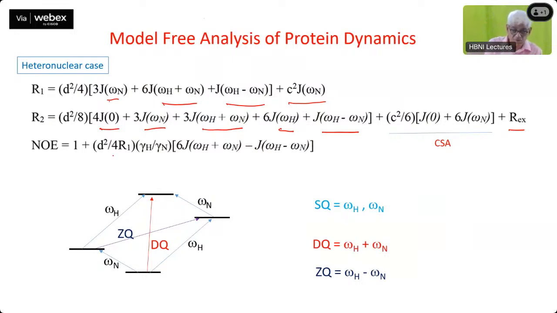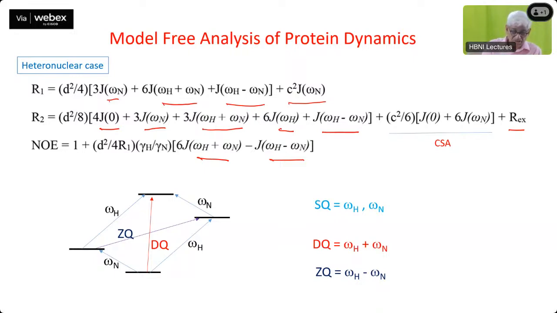The NOE is dependent on omega H plus omega N and omega H minus omega N. You see, W2 is basically omega H plus omega N, and W0 is omega H minus omega N. So the NOE will depend upon these two. It is the cross relaxation rate. The NOE is not affected by chemical shift anisotropy. It is dipolar mediated. Therefore, it is the omega 2 minus omega 0. Omega 0 is a zero quantum transition, and omega 2 is a double quantum transition, and both will contribute here.